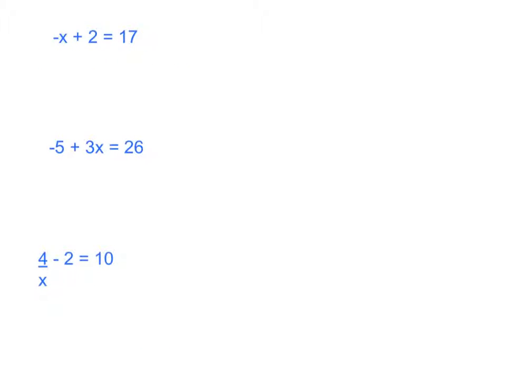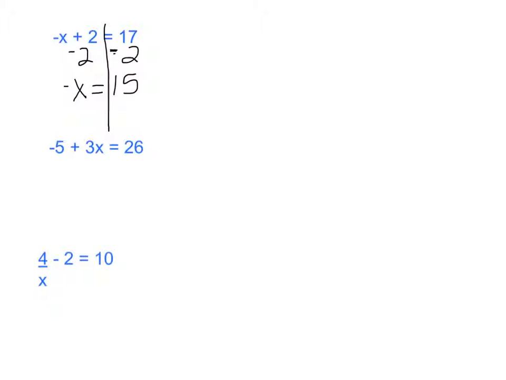A couple more examples to go through. Same idea, drawing your line or not drawing your line, just keeping things pretty much lined up. Opposite of plus 2 is a minus 2. And I haven't done anything with my x, so that's just going to be a negative x. 17 minus 2 is 15. I'm not done because x isn't by itself. This negative here, we still need to get rid of that.